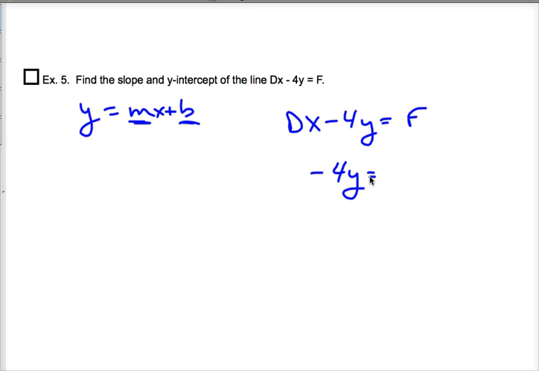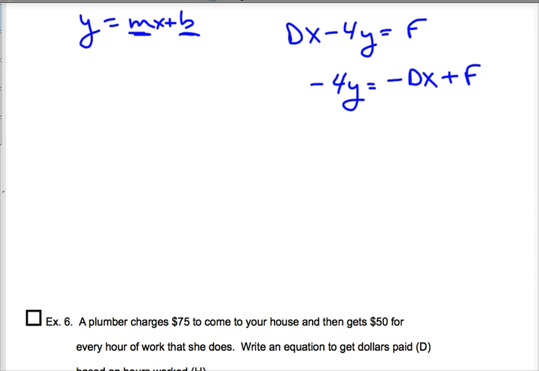So I've got this extra dx to the left. I need to subtract it over. The f didn't move, so it stays positive. Now I need to get the y alone. How do I get the y alone? I get rid of the -4. And I get rid of the -4 by dividing everything by -4. And I get y equals.